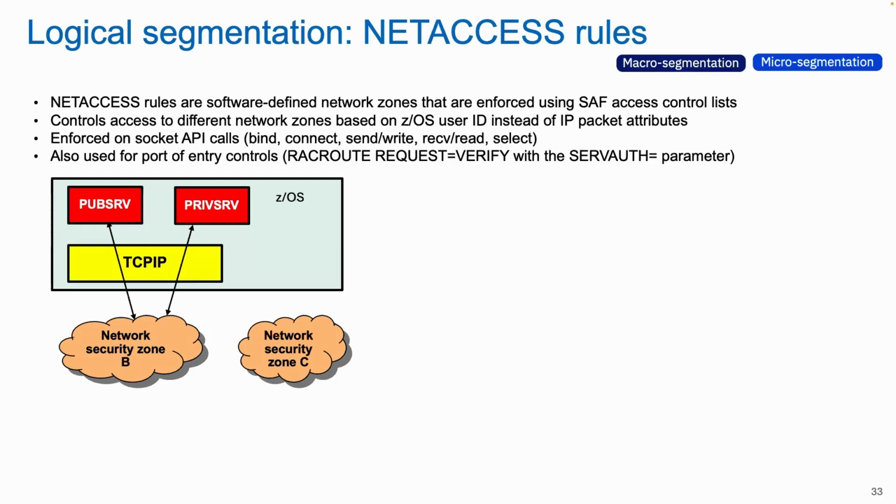So in this diagram here, I have PubServ and PriveServ, and I have network zones B and C defined.